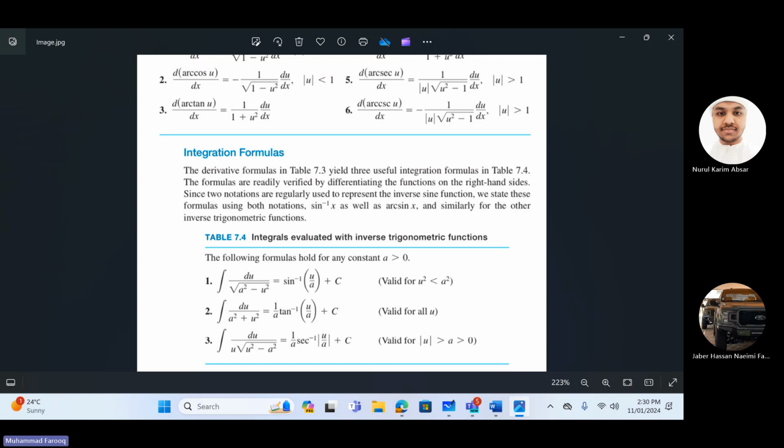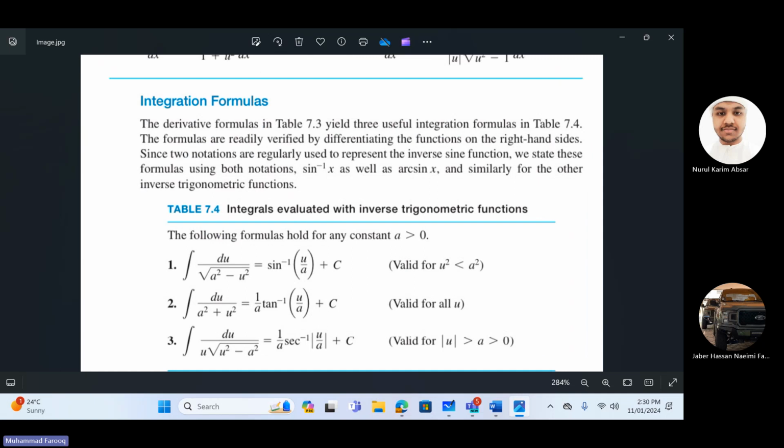Okay, look at the formats, please. If you have, in the square root, a constant square minus u square, where u is any function, first the constant, then the function, and it has a square root, this integration equals sine inverse. Second, constant square plus function square, no square root. The answer is 1 over a, tan inverse, u divided by a, where a is whatever is under power 2.